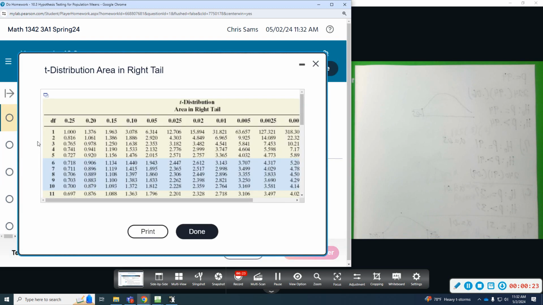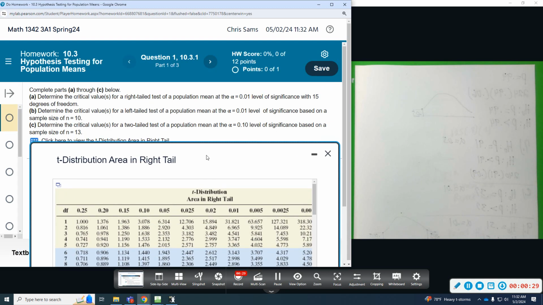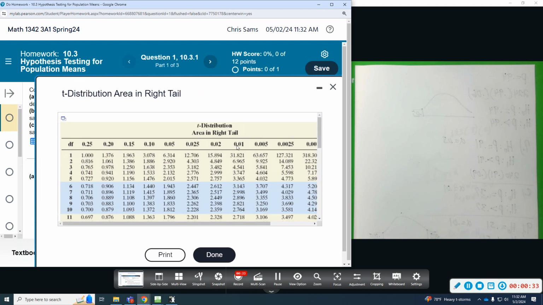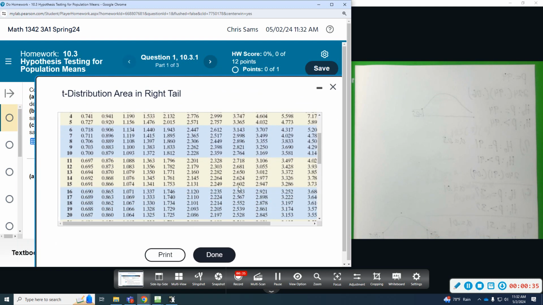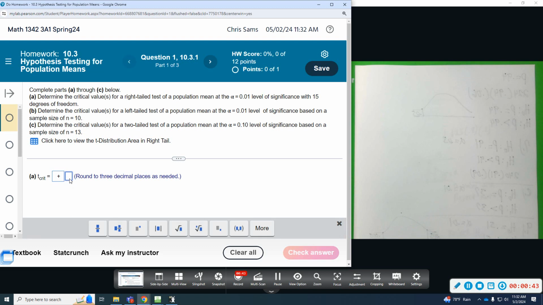So we're going to go to the table. We're looking for 0.01. Now this table tells us the area in the right, and that's what this table tells us. So 0.01, 15 degrees of freedom is 2.602. Positive 2.602.